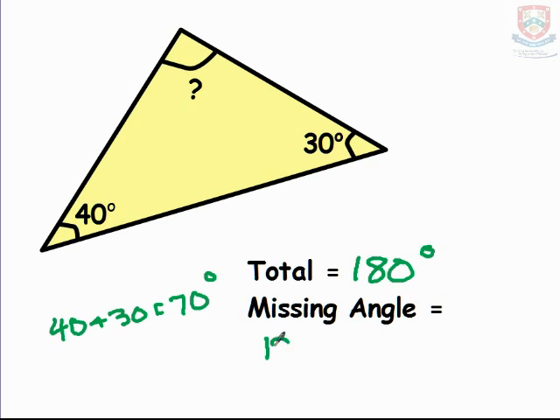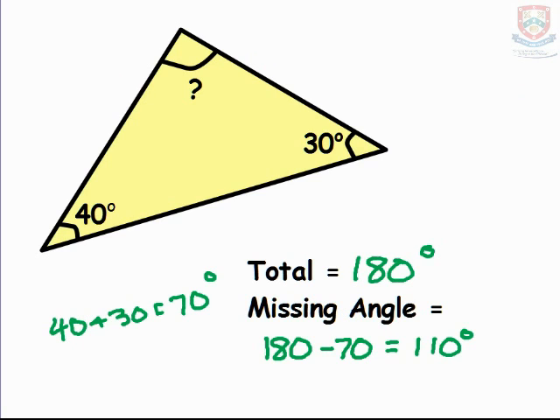So we do 180, which is the total, take away 70, which is the two angles we know, and this adds up to 110 degrees. So our missing angle is 110 degrees. It doesn't matter what numbers these are, as long as they are less than 180 when put together, it's a triangle and we can find the missing value.